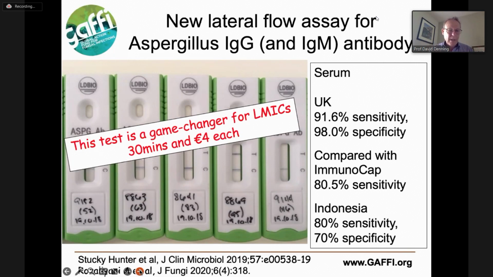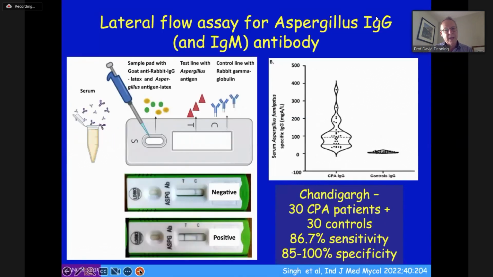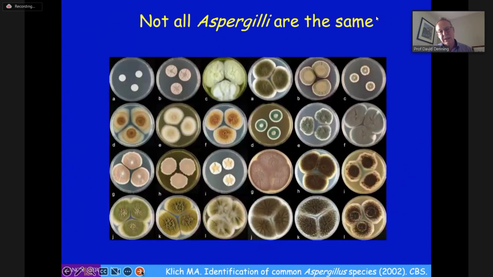However, this is a good test. It takes 30 minutes and it costs about €4. So this is a good and helpful test. And when they looked at it in Chandigarh, you can see that they found it to have about an 87% sensitivity and a specificity which varied depending on the control group. So this is a very useful, simple, inexpensive assay.